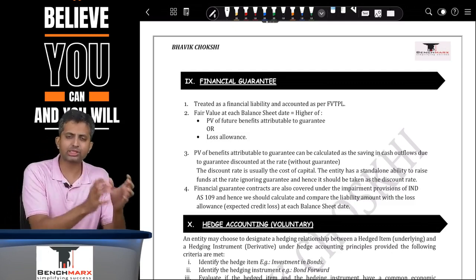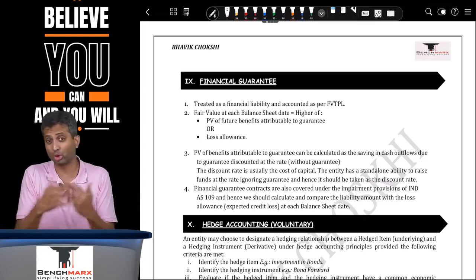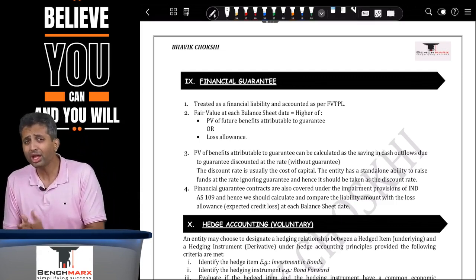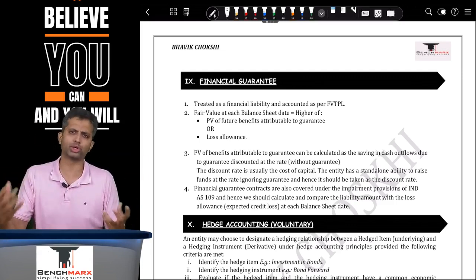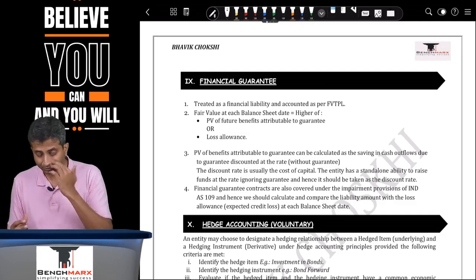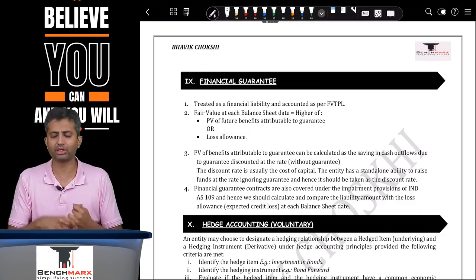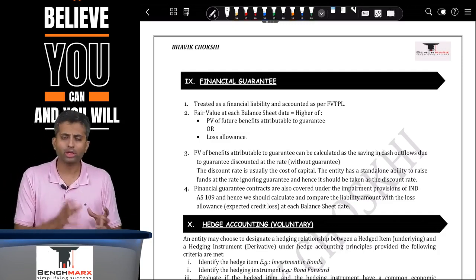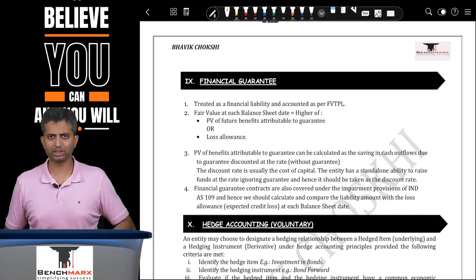However, that is just a part of the guarantee, because that is the guarantee commission you can charge, but you also have to consider the possibility that you might have to pay the money on default and you might not be able to recover the money. So you will try to find the loss allowance, and the guarantee fair value will be the higher of the present value of the interest savings, or the loss allowance, whichever is higher. Usually you will collect that money in the form of cash.